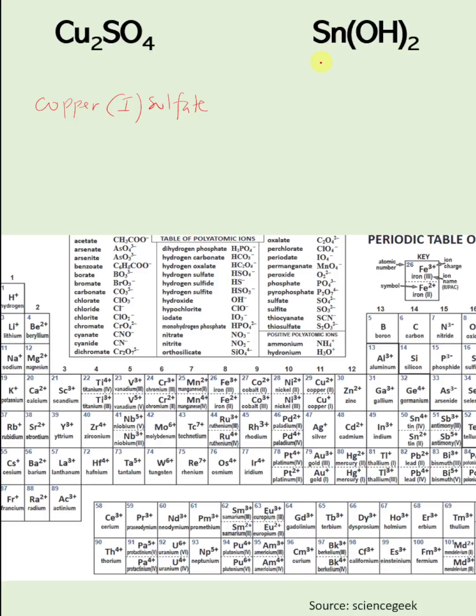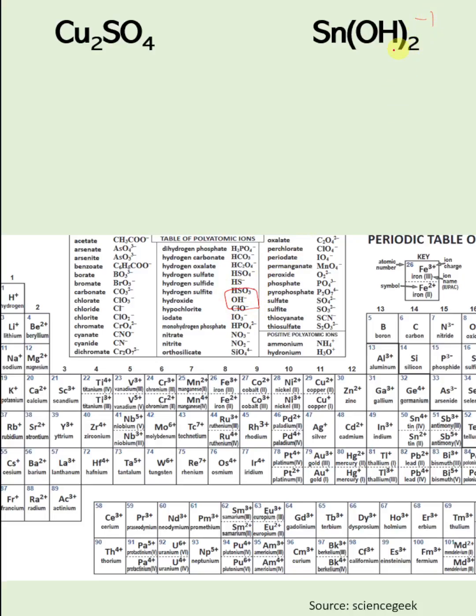Next, we have Sn. This one is tin. Again, tin can have a charge of either positive 4 or positive 2. So we also need to put this charge in the name of the compound. First we need to identify the charge of OH here. Let's see. OH is hydroxide. It's over here. The charge is negative 1.